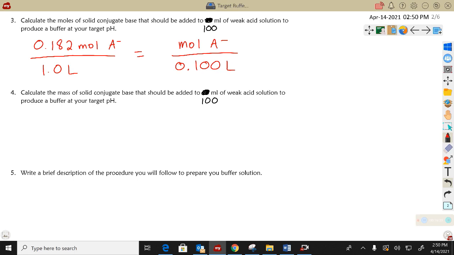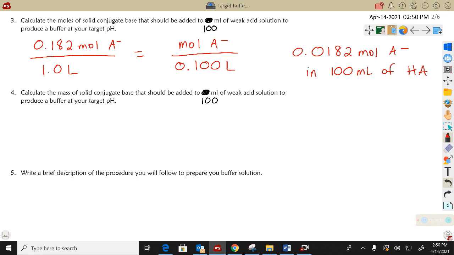And so now I can simplify again. And I should get 0.0182 moles of A minus in 100 milliliters of my acid. So I'm only going to make 100 milliliters of solution.